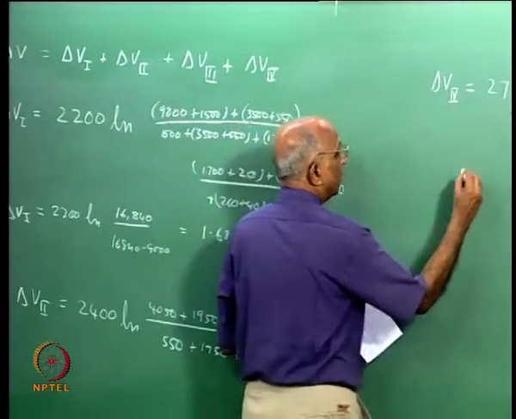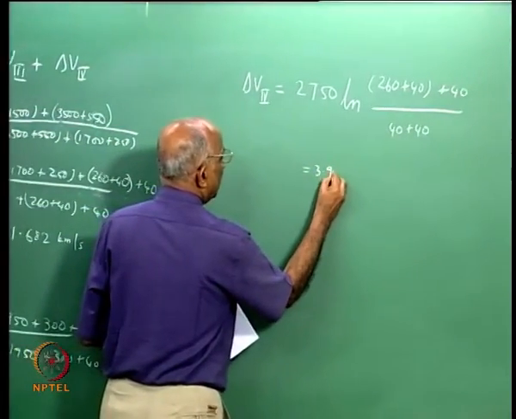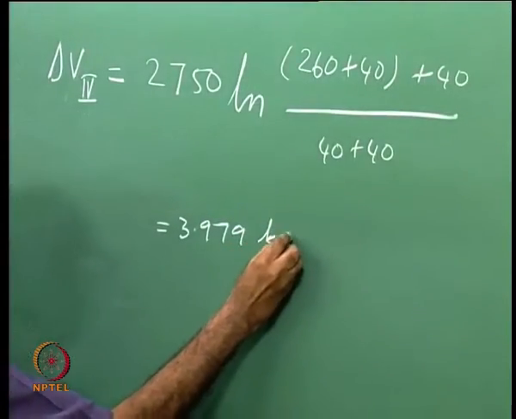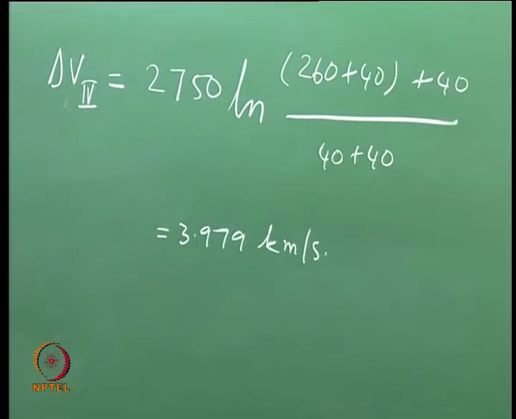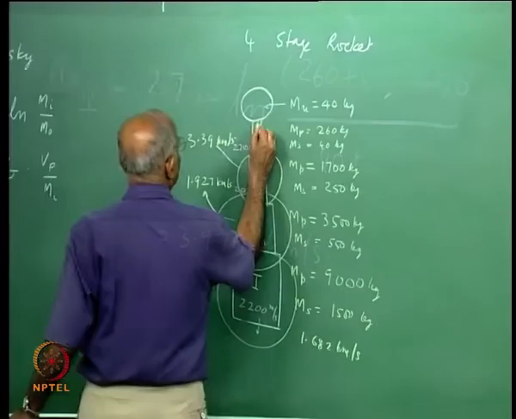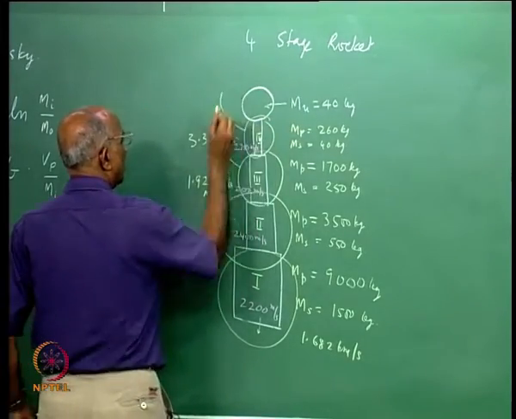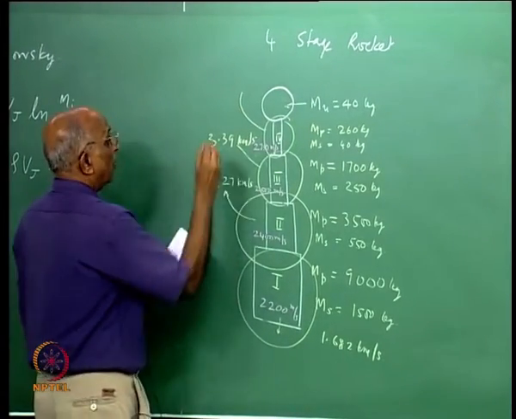And this gives me the velocity as something like 3.979 kilometers per second. Let us also put this into this vehicle here. The fourth stage gives me a velocity of 3.979.